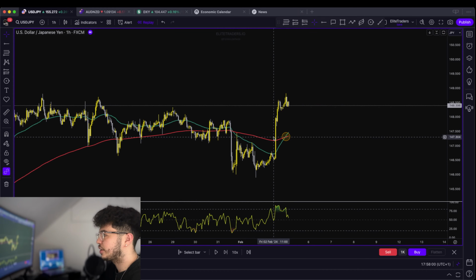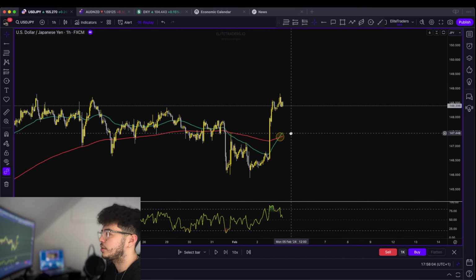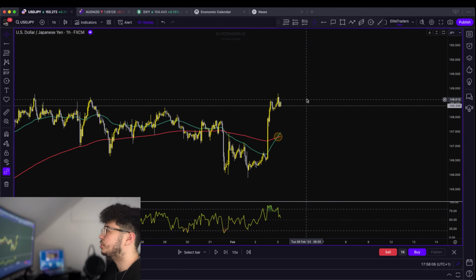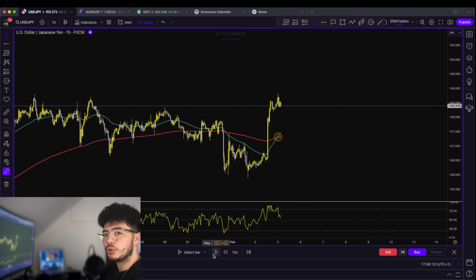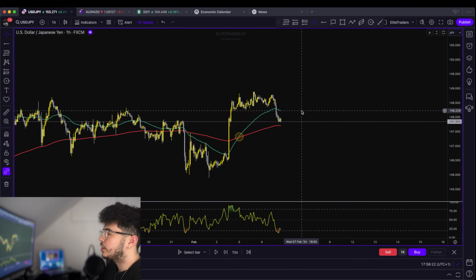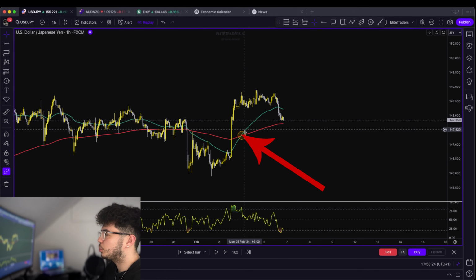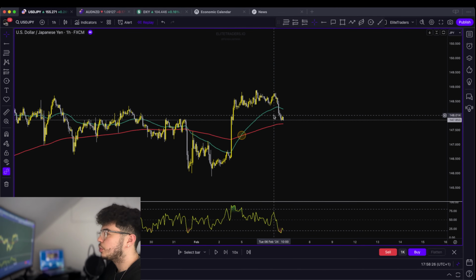So when the 200 moving average is below the 50, that's a bullish market, and we just had this cross here. So we now know it's safer to go for buy positions. So let me just play through, and I will show you again when we get a valid entry point. Okay, so what we have here is a nice pullback. So we've had the push up, we've had the cross, and now we know we're looking for buys.